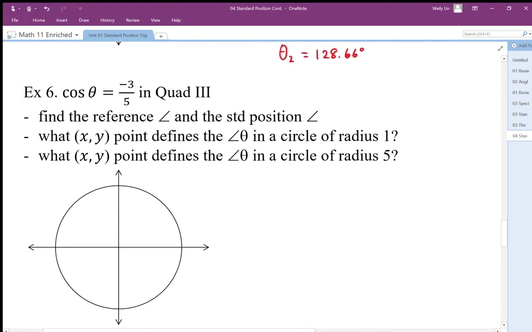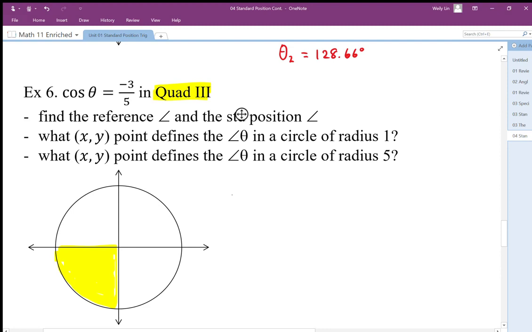So this one here, we've been given the cosine, and again the quadrant is known. Since the quadrant is known, although the cosine can be in two different positions, we're only going to consider the ones that end up here. Okay, so it says find the reference angle and the standard position angle.